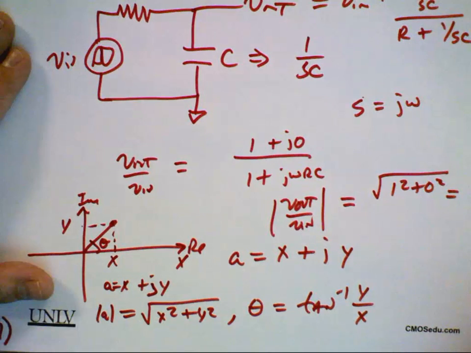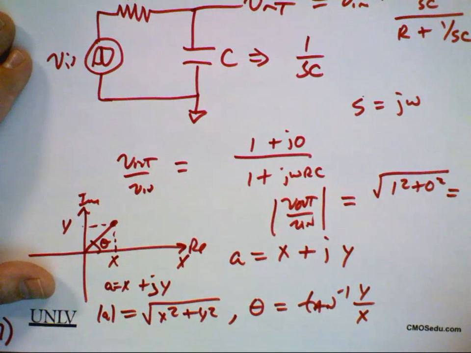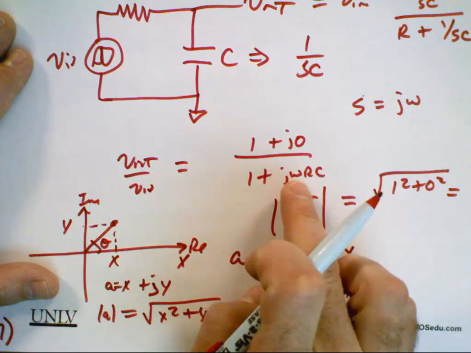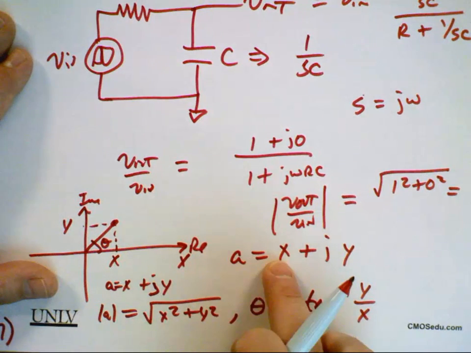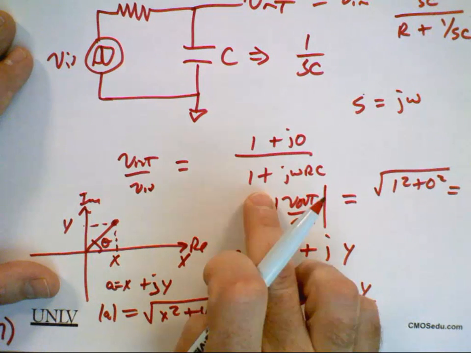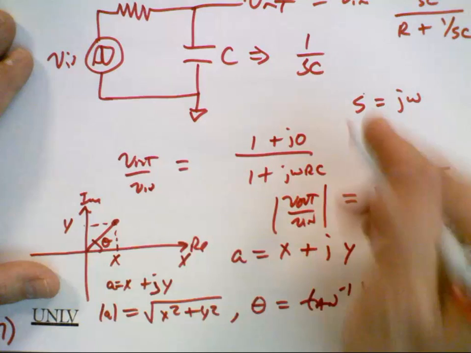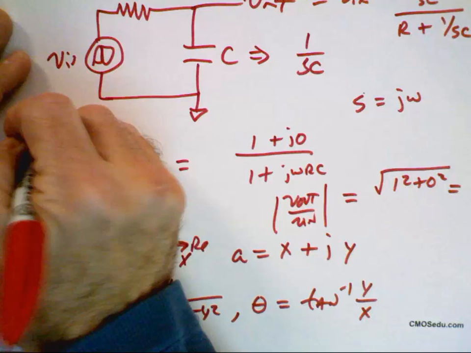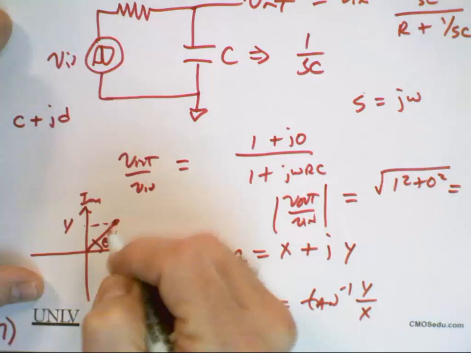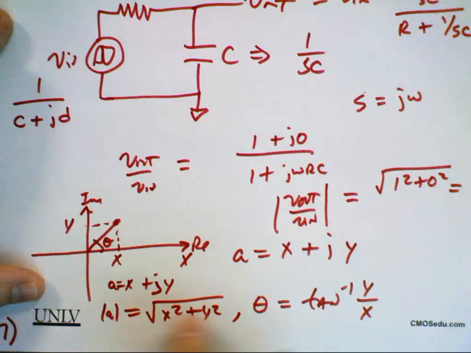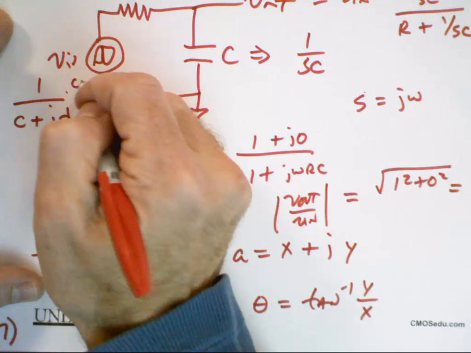Does everybody agree with that? But this number isn't in that form. How do I get it in this form? Now, I'm going to really blow through this because we don't have the time. The way I get it in the form is I use the complex conjugate. So if I have a number like 1 over c plus jd, the way I get it into this form is I multiply times the complex conjugate.